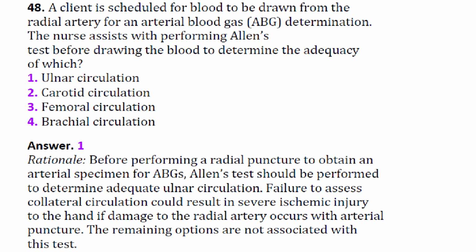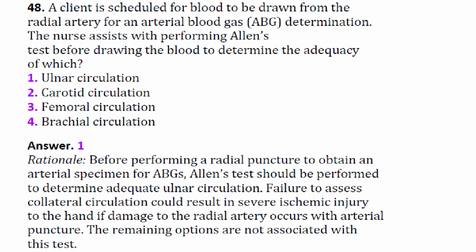1. Ulnar circulation. 2. Carotid circulation. 3. Femoral circulation. 4. Brachial circulation. Answer. 1. Rationale. Before performing a radial puncture to obtain an arterial specimen for ABGs, Allen's test should be performed to determine adequate ulnar circulation.